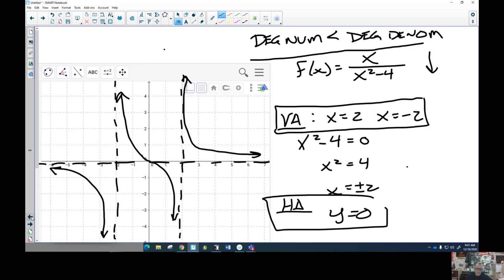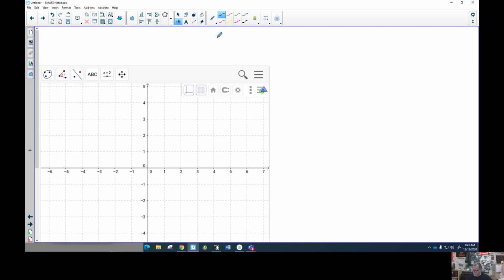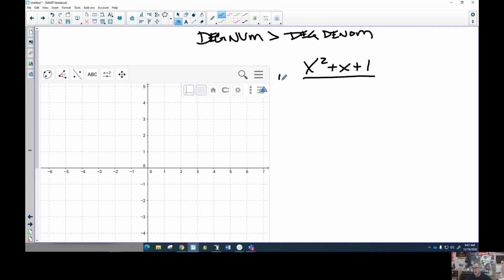Last one. Well, we've done where they're equal. We did where the top is smaller than the bottom. Let's do the next one. And of course, that is going to be where the degree of the numerator is greater than the degree of the denominator. All right, so what's that going to look like? Something like this. Y equals, of course.